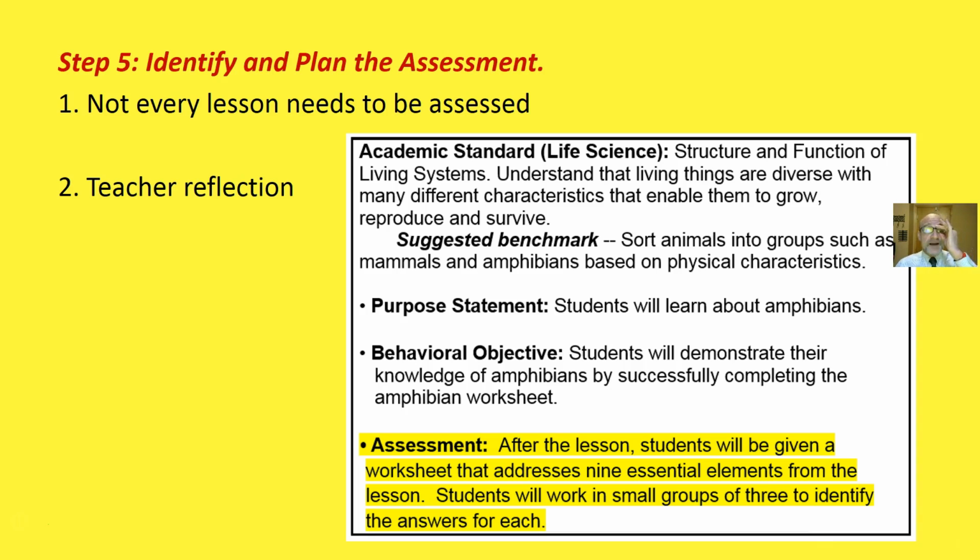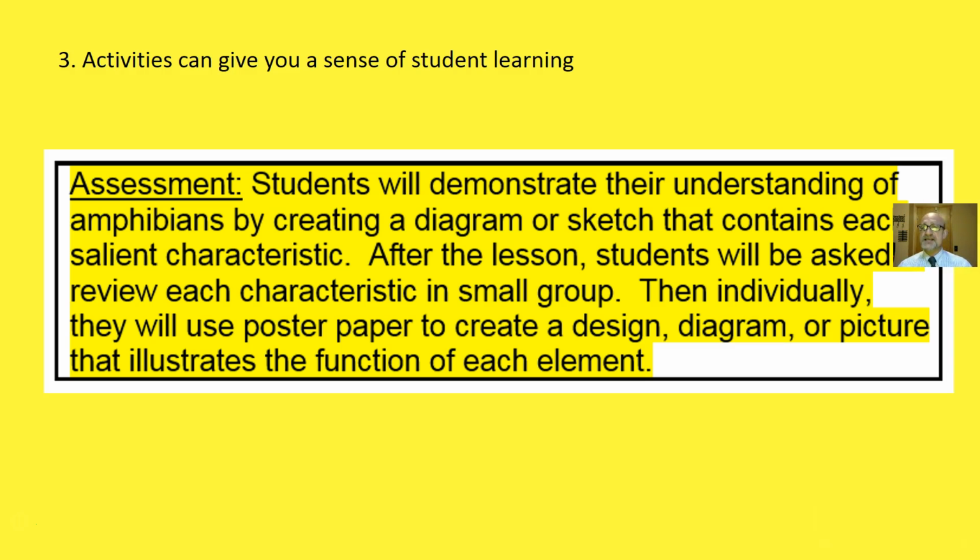Step 5, identify the plan for assessment. This is 2 to 5 sentences that describe exactly how you will assess the behavioral objective. Not every lesson needs to be assessed. And often, assessment is teacher reflection. You are a kid watcher, watching what happens during the lesson and examining the activities and reflecting after the lesson. So I do not recommend that this be included, but some formats require this, so it is described here. Activities, as I said, can also give you a sense of learning. And you see an example of that. You can stop the video.